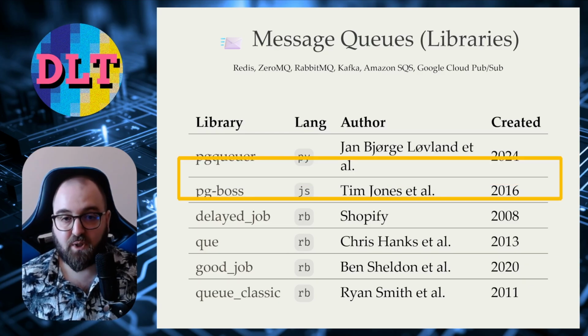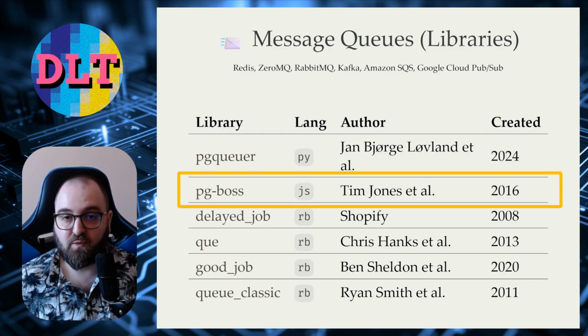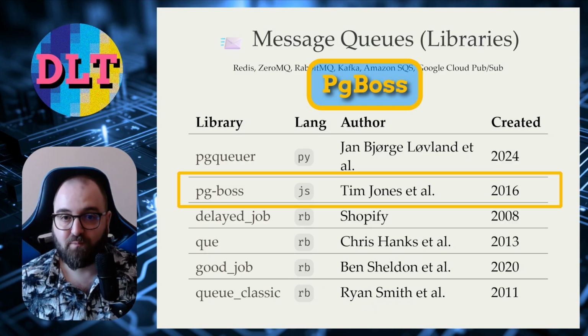Then you've got PG Boss, which is a JavaScript Node.js library that provides the PgBoss object, instantiated with a connection string this time. And this creates a pgboss schema where the queues are named and managed.